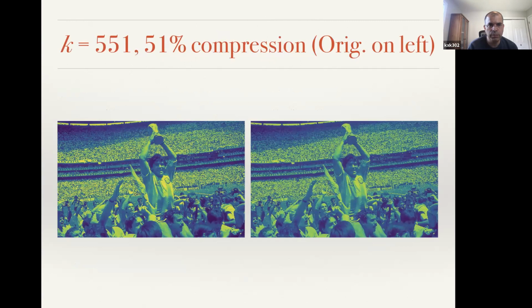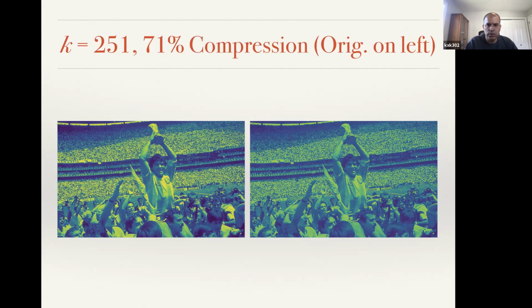This is K being 551. The original image is on the left. The reconstructed approximation is on the right, and we have a 51% compression. Okay, so that's pretty sizable. If you have tens of thousands of images that you have to transfer, and you are okay with losing a little bit of quality, you get a huge benefit by compressing, reconstructing these images.